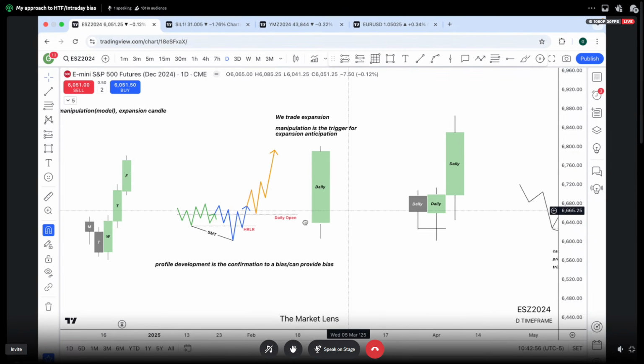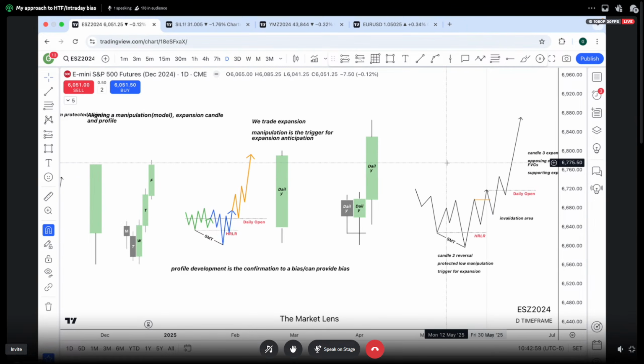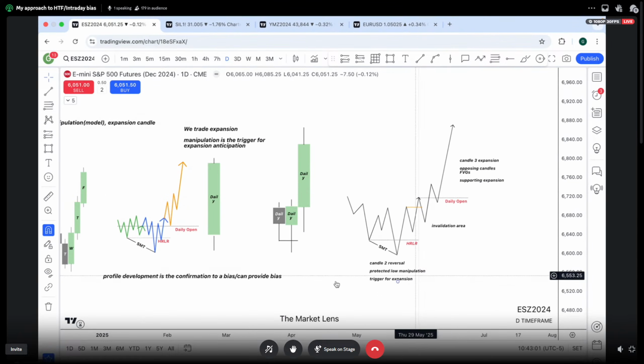Does that make sense? So let's talk a little about swing points, right? Next day model. This is also fractal. All right.